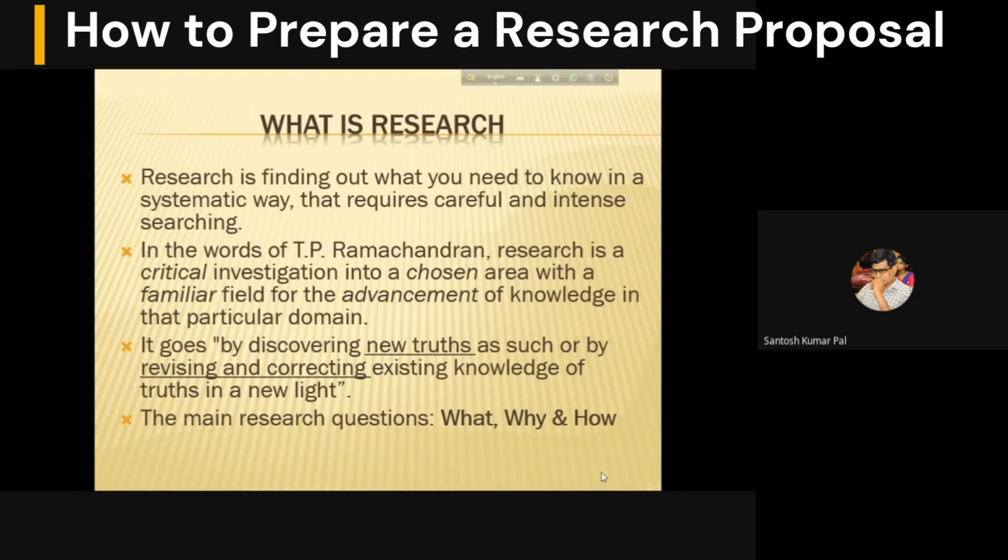It is a critical investigation into a chosen area. You yourself have chosen that particular domain with a familiar field, and this field is familiar because you are well versed in this domain. And what is the purpose of doing research? This is very important for the advancement of knowledge in the particular domain.